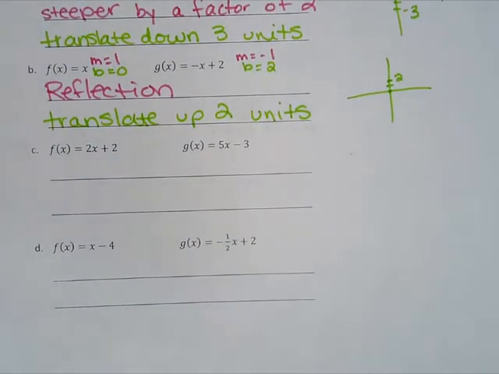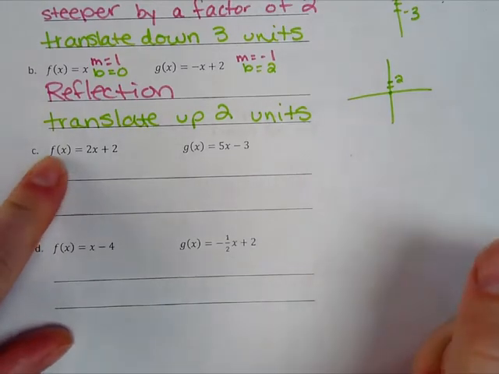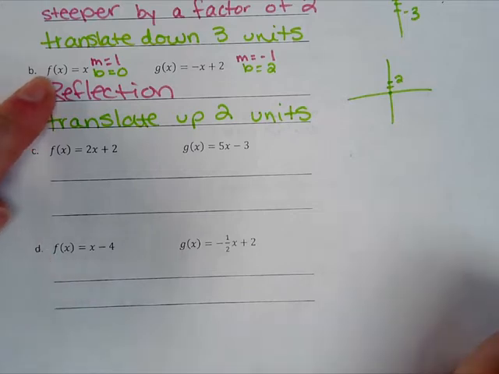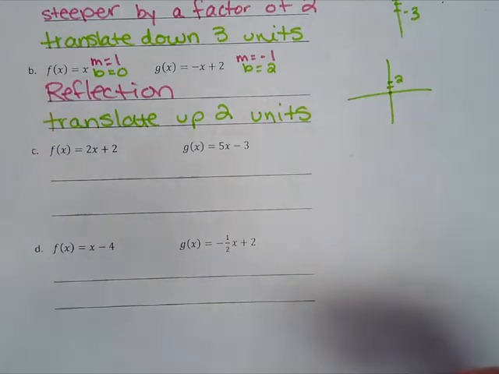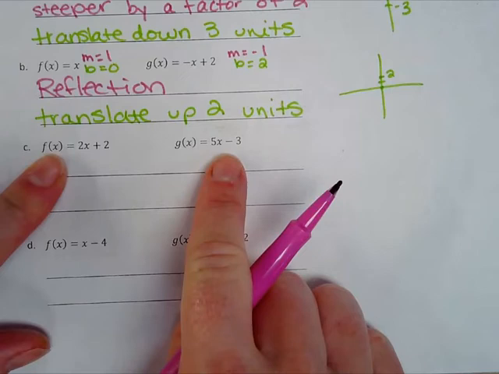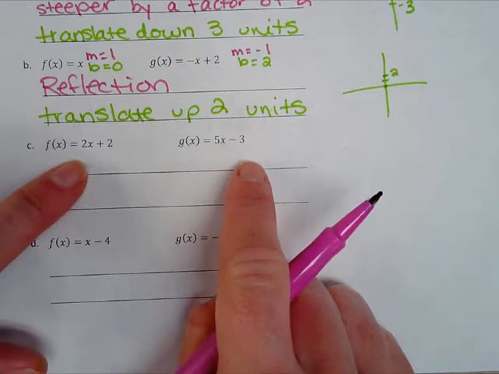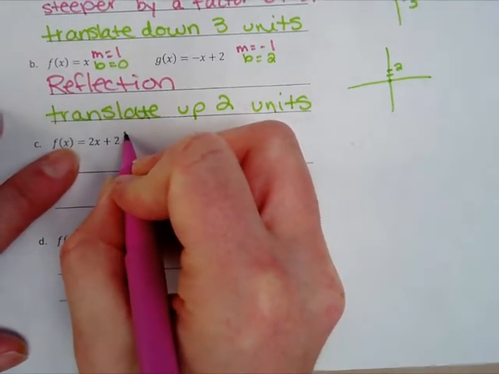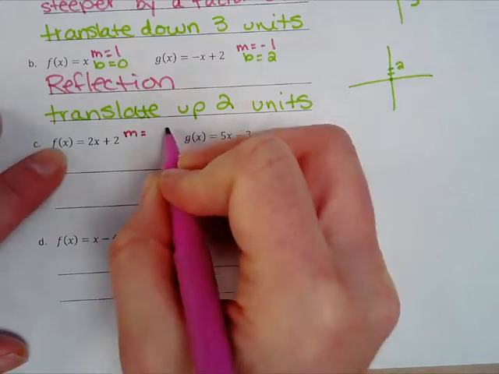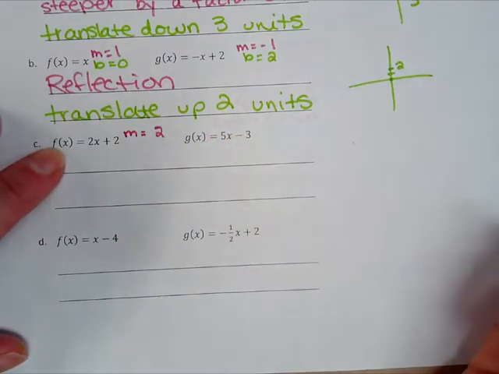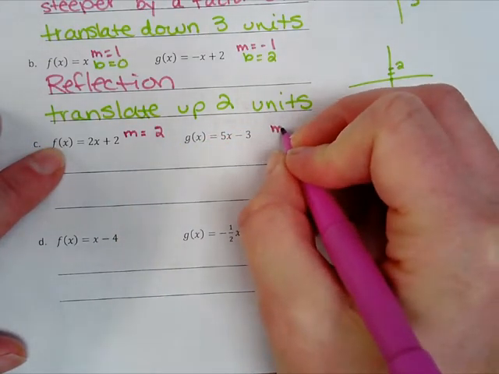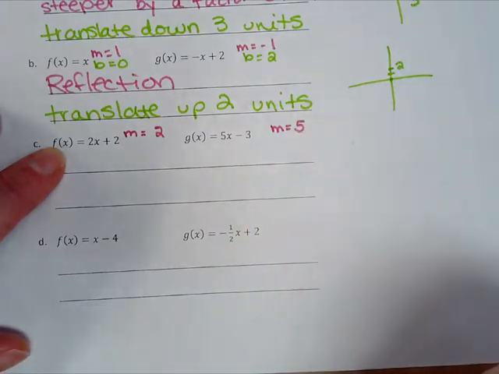Okay, so C is a little different because it's not just the parent function. F of x equals x, that's your parent function, which is the most basic function. But now we're comparing 2 functions that are not basic. They each have a slope, they each have a y-intercept. So we have to compare them. So on f of x, our slope is 2. And on g of x, our slope is 5. So how do they compare?